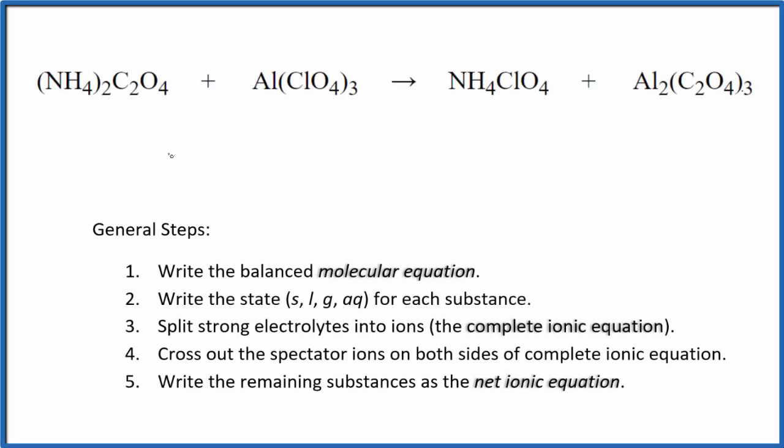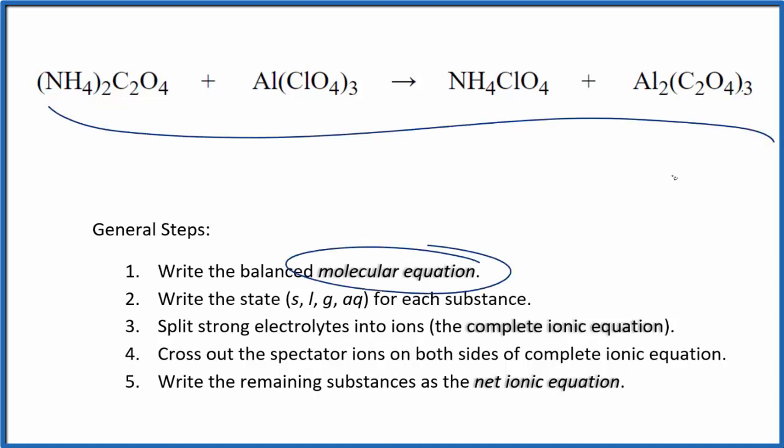Let's write the balanced net ionic equation for ammonium oxalate plus aluminum perchlorate. So this one's a bit involved. First thing we need to do with net ionic equations, we need to balance the molecular equation. This is the molecular equation.